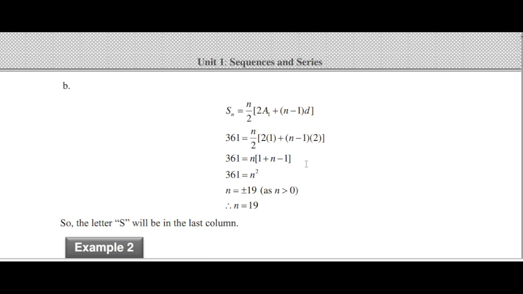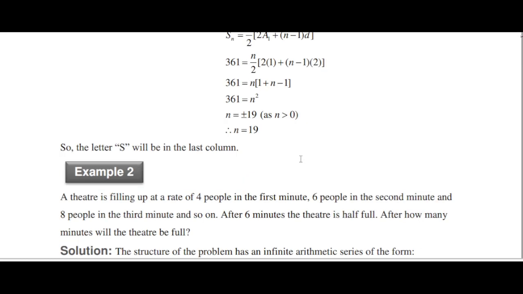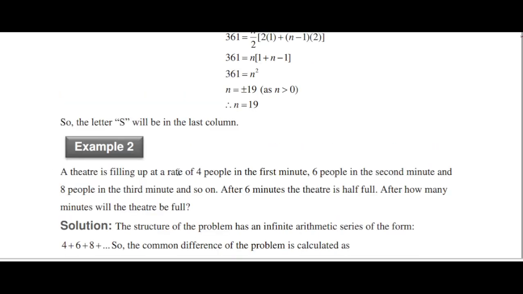So here we have the answer. Also you can read from here. n is equal to 19, so the letter S will be in the last column. Let's do Example 2. A theater is filling up at a rate of 4 people in the first minute, 6 people in the second minute, and 8 people in the third minute, and so on. After 6 minutes, the theater is half full. After how many minutes will the theater be full?